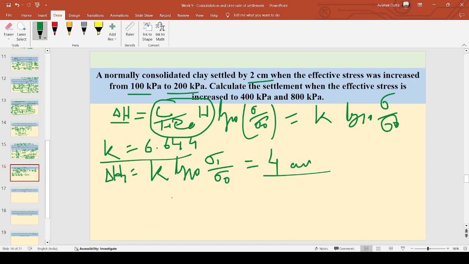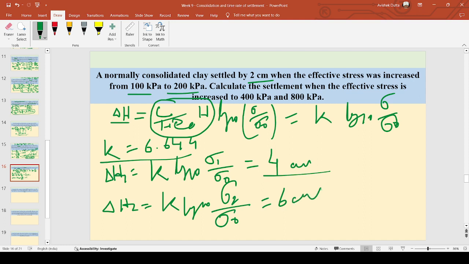Same case, you solve it for the next part. Del h2 will be equal to k into log to the base 10 sigma 2 by sigma 0. Please mute yourself. Sigma 2 is 800, sigma 0 is 100 and k is 6.644, so it will be approximately 6 centimeter. Okay, clear? Okay, next question.